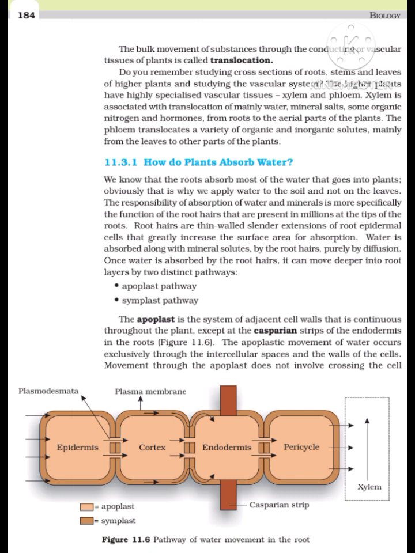Once water is absorbed by the root hairs, it can move deeper into root layers by two distinct pathways. Apoplast pathway, Symplast pathway. The apoplast is the system of adjacent cell walls that is continuous throughout the plant, except at the Casparian strips of the endodermis in the roots, figure 11.6. The apoplastic movement of water occurs exclusively through the intercellular spaces and the walls of the cells. Movement through the apoplast does not involve crossing the cell membrane, figure 11.6. Pathway of water movement in the root.